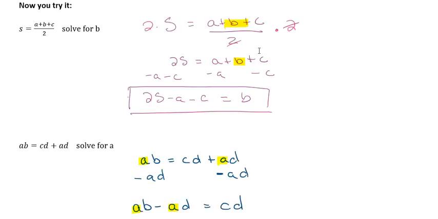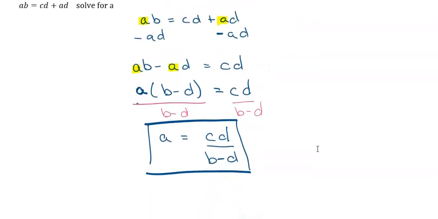So the first step on the first one to solve for B is to multiply both sides by 2. And then there's no fraction anymore, and then to subtract A and C from both sides. And you get 2s minus A minus C equals B. The last one, you want to isolate the A, so you want to get them both on the same side first, and then factor out the A, and then divide by B minus D on both sides, and you get A equals CD over B minus D.